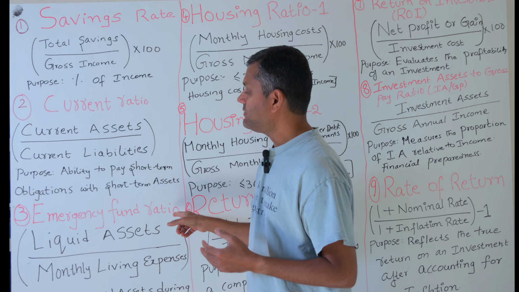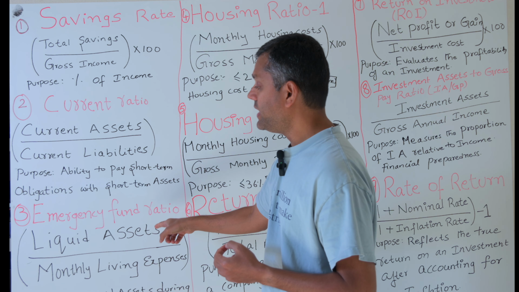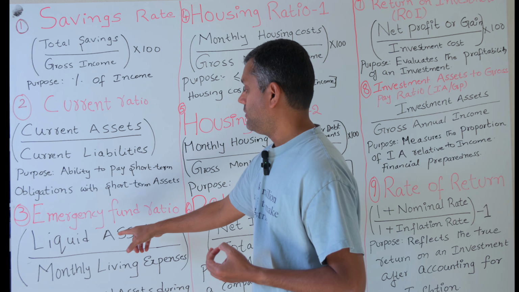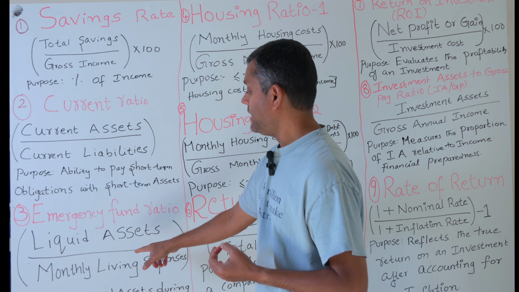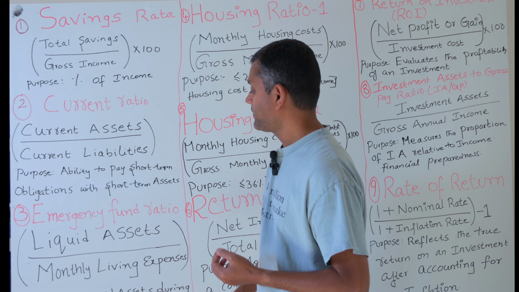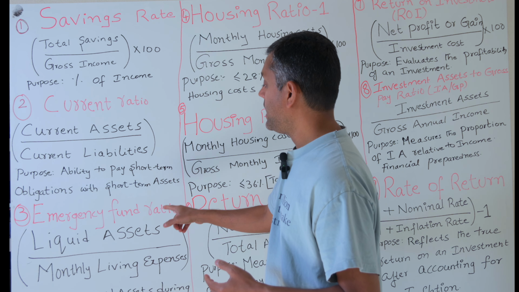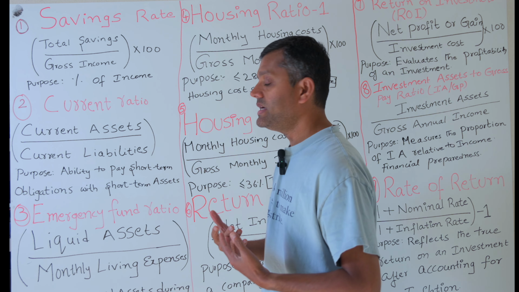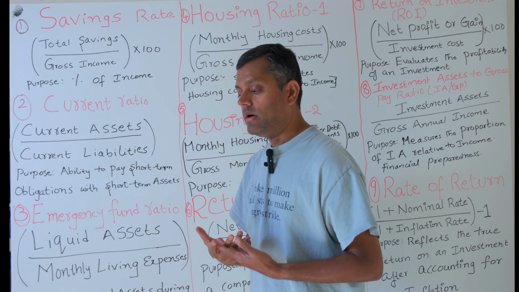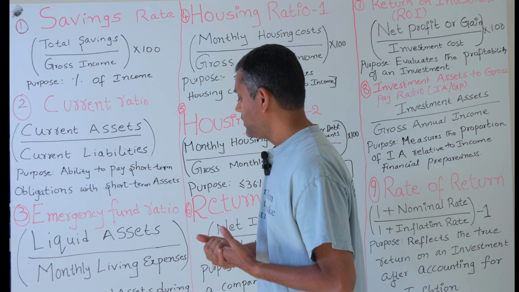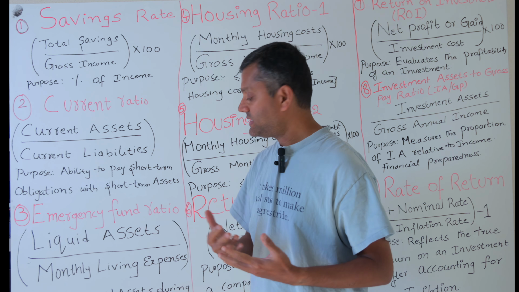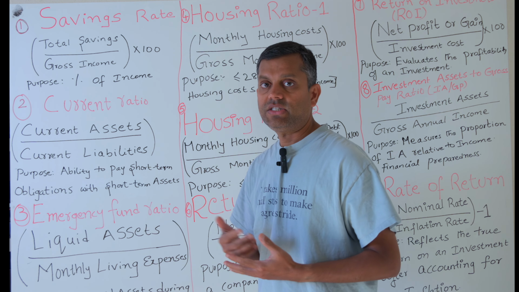Third one is emergency fund ratio. It is calculated with liquid assets divided by monthly living expenses. The purpose of emergency fund ratio is to see an individual's ability to survive on their liquid assets during an emergency.